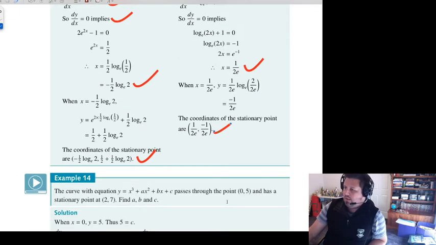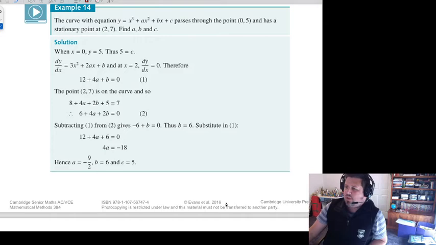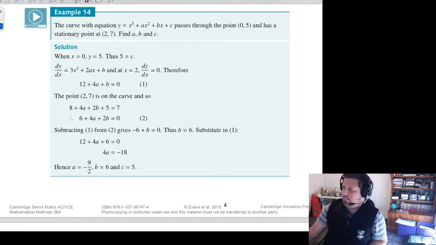Alrighty. Oh, this one, I like this one. Like I like all maths. Example number 14. We've got a curve with an equation here. They're giving us some information. They're telling us it passes through the point 0, 5, so we can use that to get some additional information. And it also has a stationary point at 2, 7. So it says find a, b, and c.